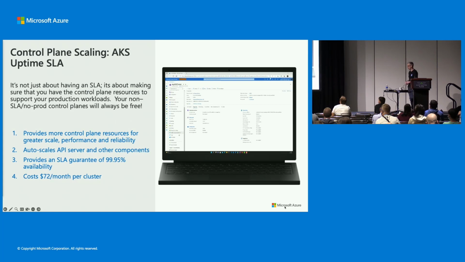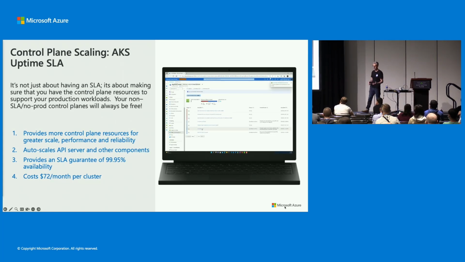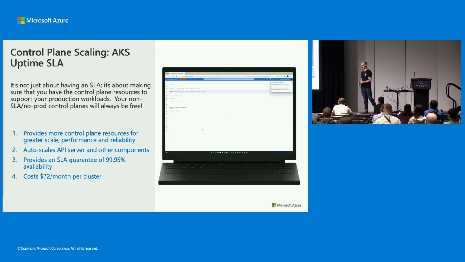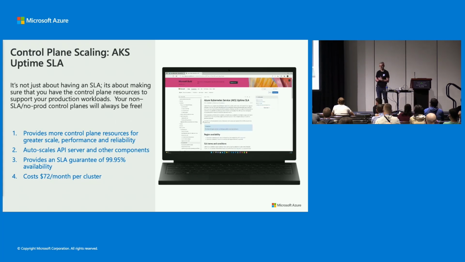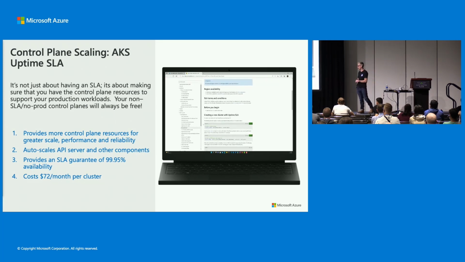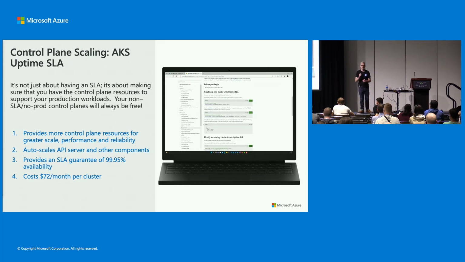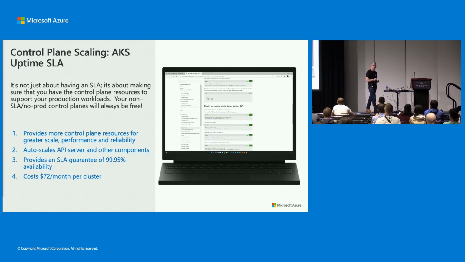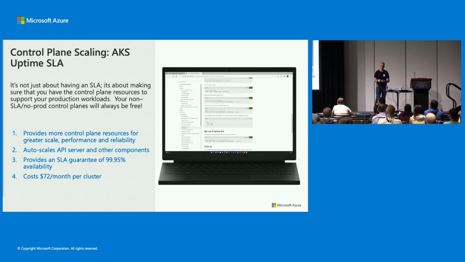So first one is the control plane. If you're running in production, we highly, highly recommend, I can't stress that enough actually, that you run the SLA control plane. As well as having a cost associated with it, which means that we can give you that money back if the availability of that control plane goes down, it actually means that you get more resources on the control plane. And it means that we actually scale the control plane for you.